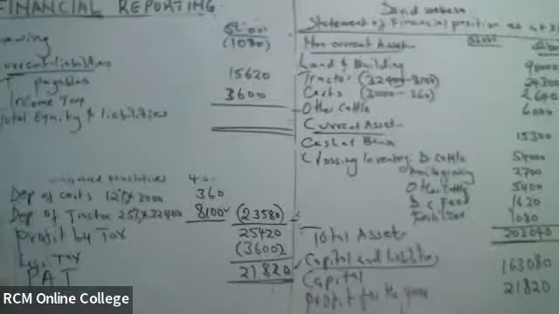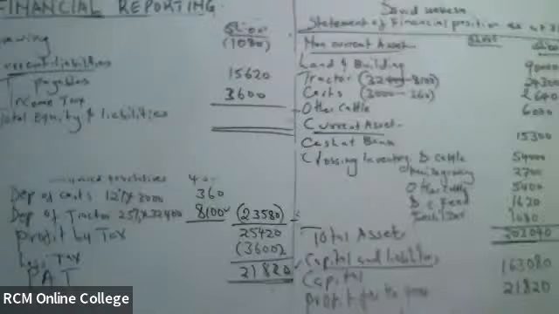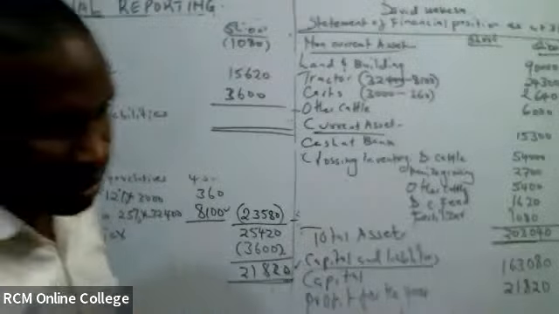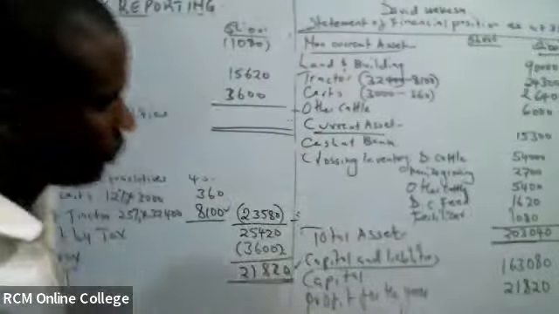David Wekesa. Is he getting the right amount there, or not yet? Get the right amount: 203,040.